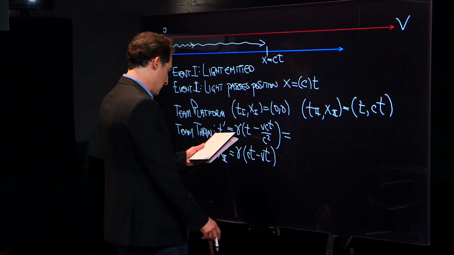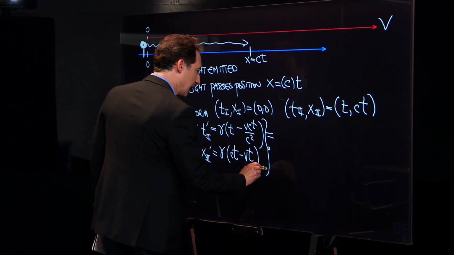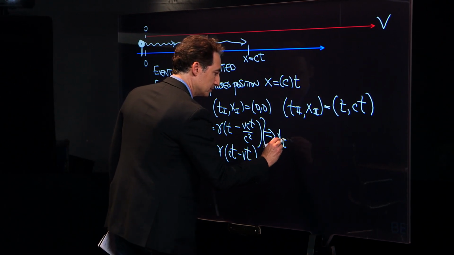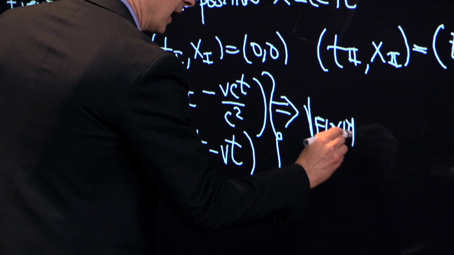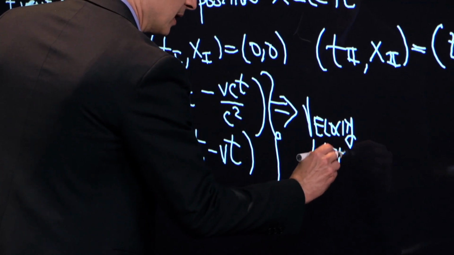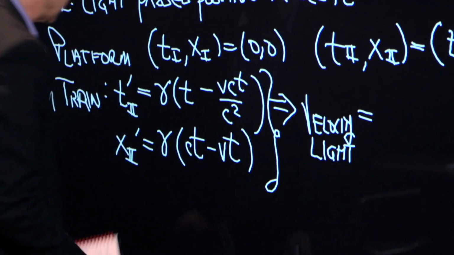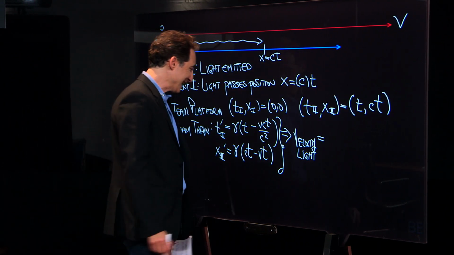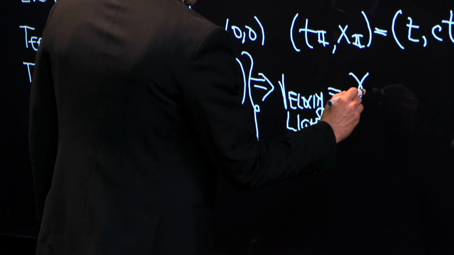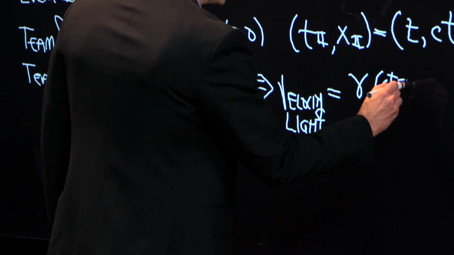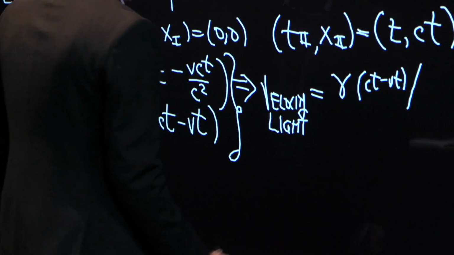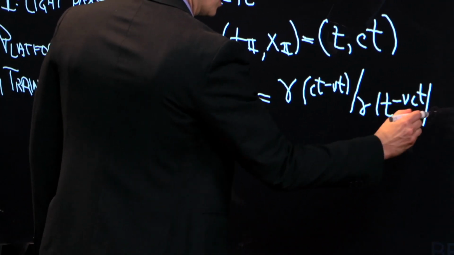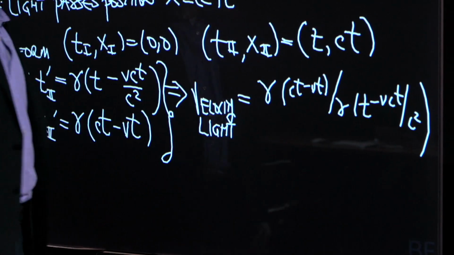How do we use those to get at the velocity of light according to team train? Well, the velocity of light, according to them, is gotten by looking at the distance that the light covered divided by the time that it took to get there. So that's gamma times (ct minus vt), divided by gamma times (t minus vct over c squared).